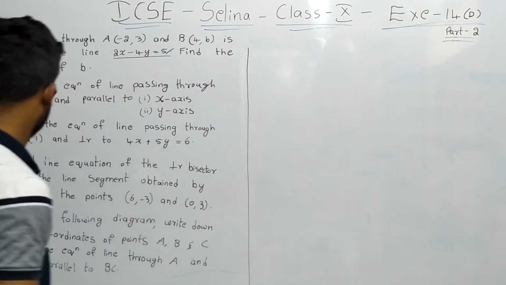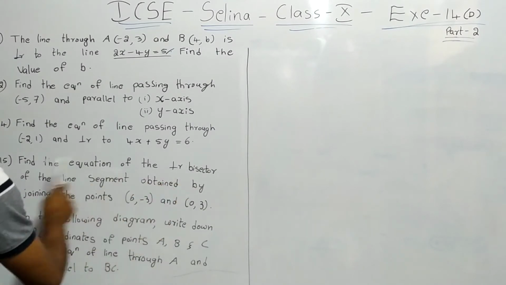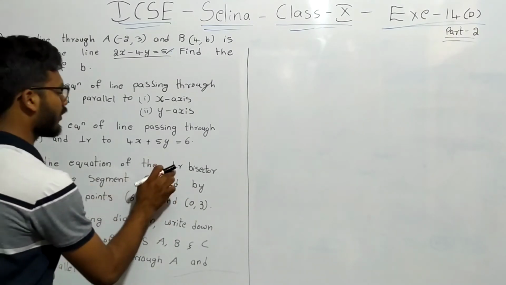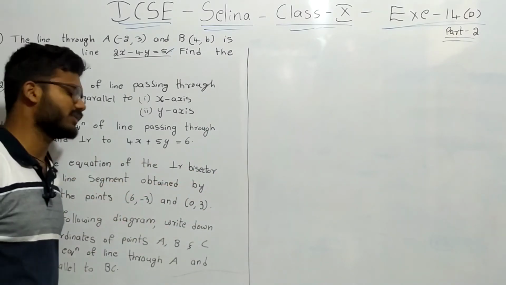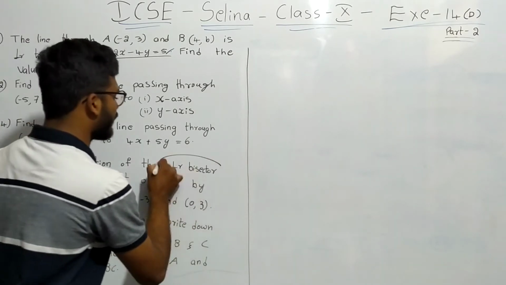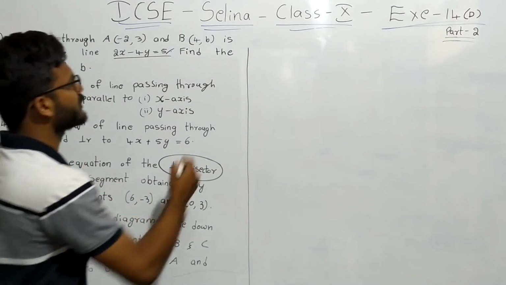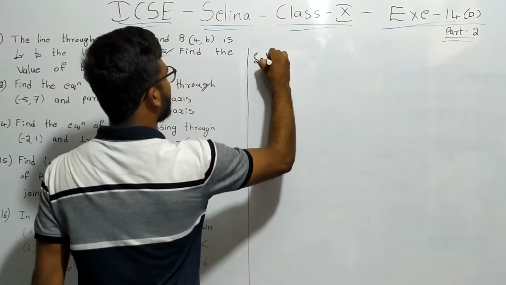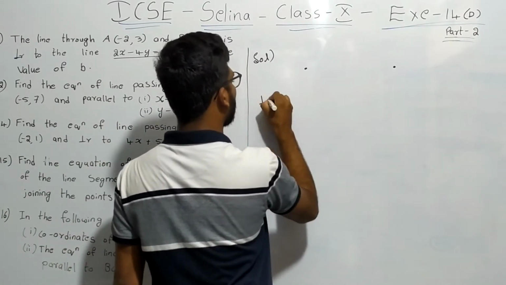Let us see what it is. Find the equation of the perpendicular bisector. See here, find the equation of the perpendicular bisector of the line segment obtained by joining the points 6 comma minus 3 and 0 comma 3. So what do we have to find here? First we have to know what is meant by perpendicular bisector. What is a perpendicular bisector? Let us see. First, we know what is meant by perpendicular.